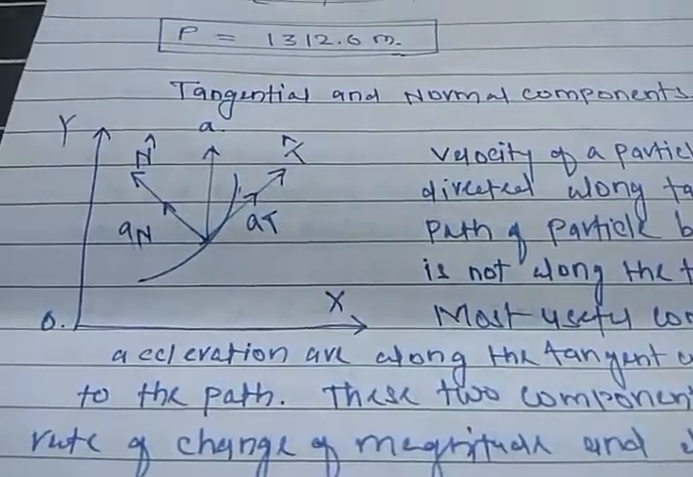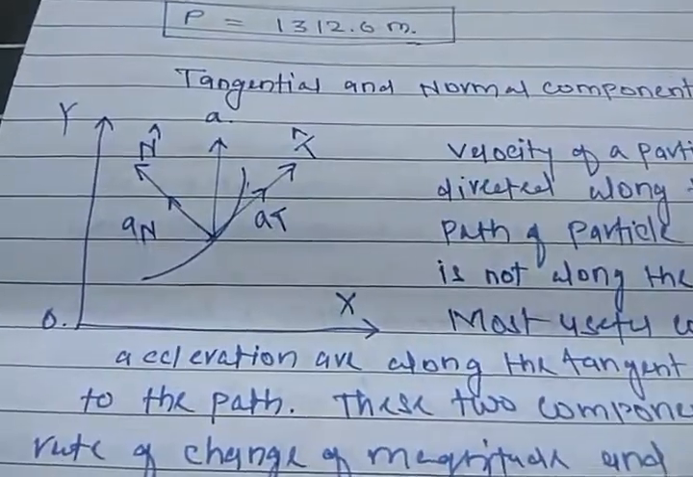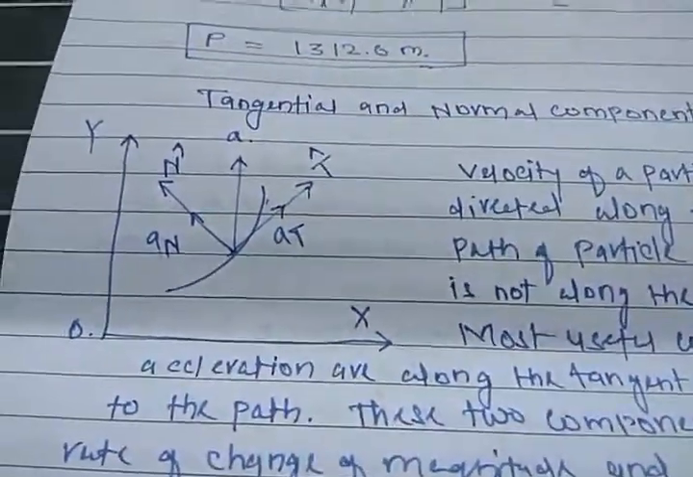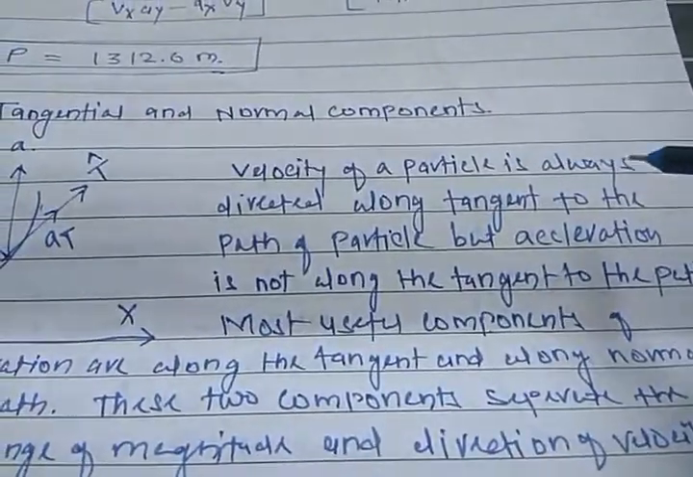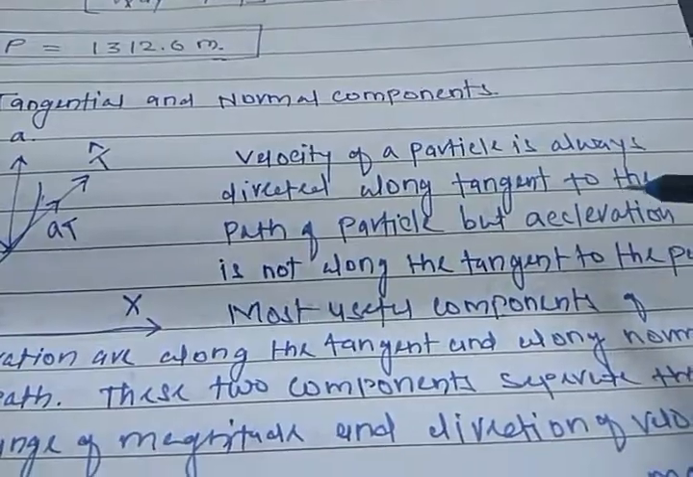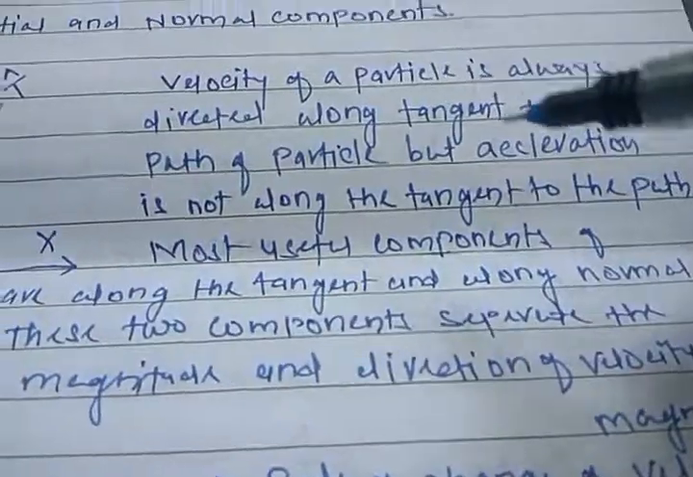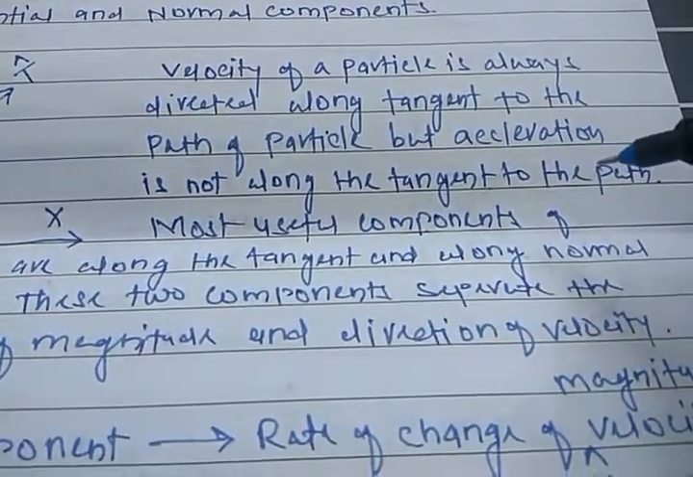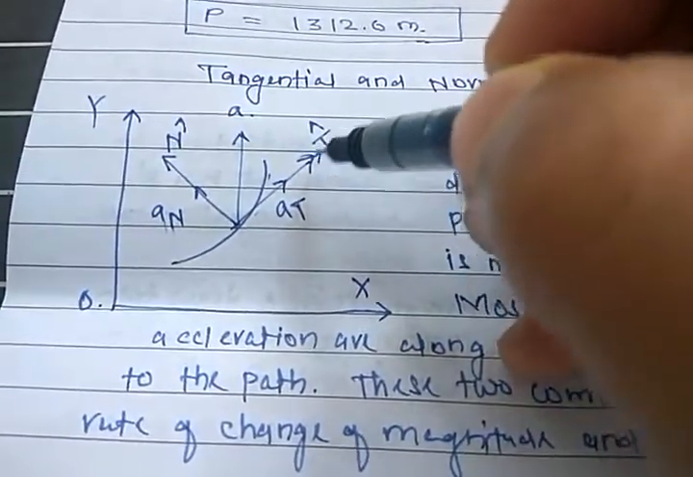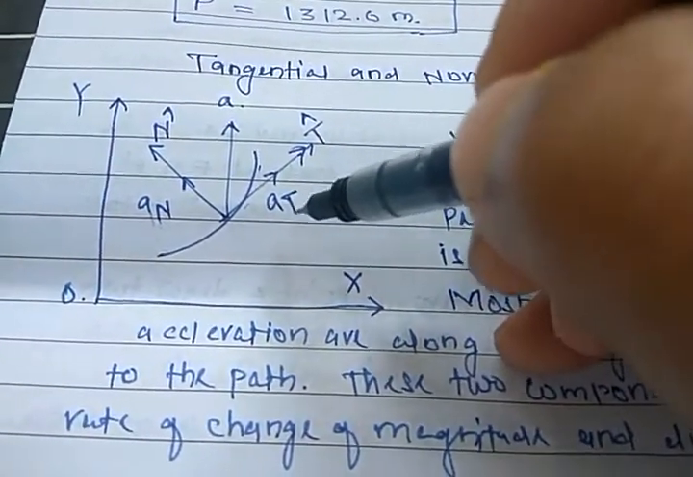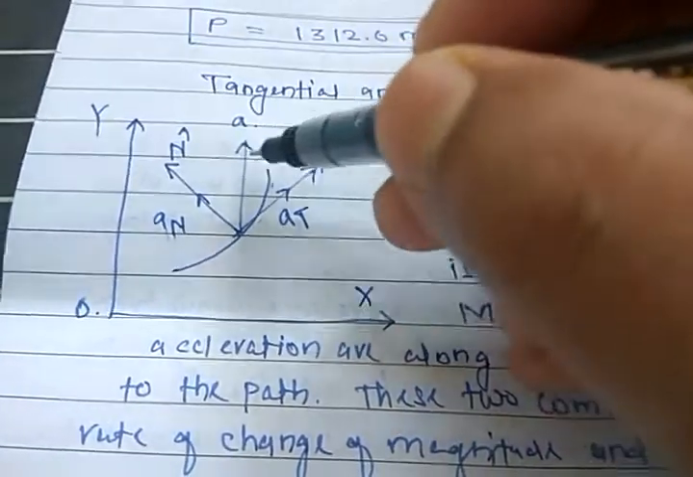So this is acceleration a. Acceleration is directed like this, with x and y coordinates, origin. Now see, velocity of a particle is always directed along the tangent to the path of the particle. We know this, but acceleration is not along the tangent to the path. The tangent is like this, so velocity will be in this direction only, but the acceleration is not always in this direction, it could be in some other direction.